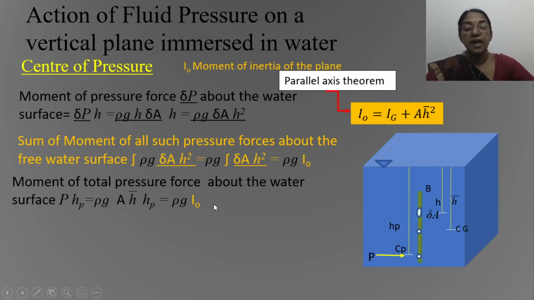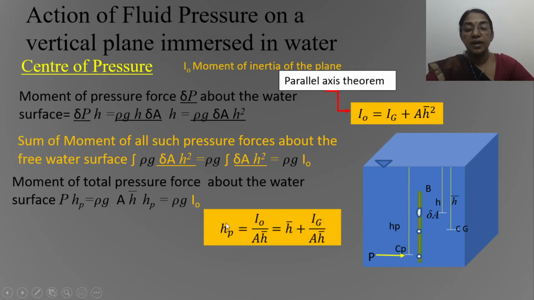If we replace I naught by Ig plus A into H bar square, then we can write the expression for HP as HP equals I naught by A H bar, or it is equal to H bar plus Ig by A H bar. So in the case of a vertical plane immersed in water, the center of pressure equals H bar plus Ig by A H bar. Ig is the moment of inertia of this plane about an axis passing through the center of gravity, A is the area of this plane, and H bar is the distance of the center of gravity from the free surface.